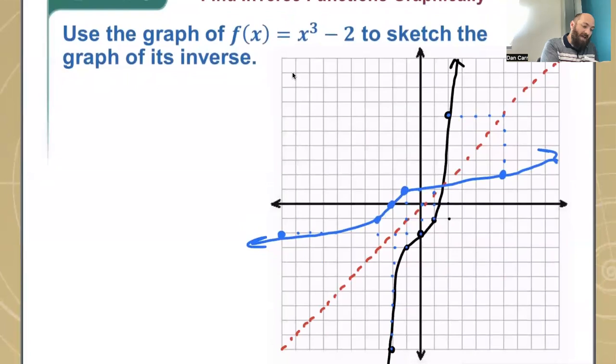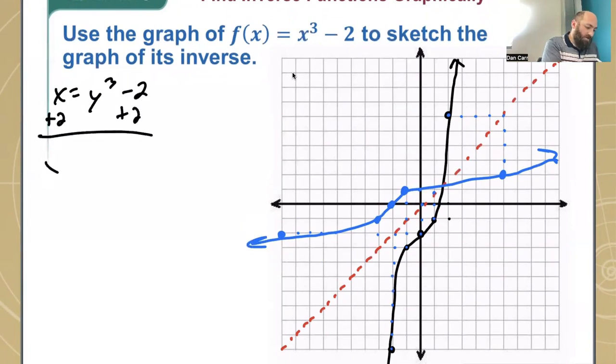Now to find the actual inverse function, I'm going to go ahead and just do my algebraic process from before. So I'm going to swap out. I'm going to make it x equals y to the third minus 2. Okay. I'm going to add 2 to both sides. So I get x plus 2 is equal to y to the third.